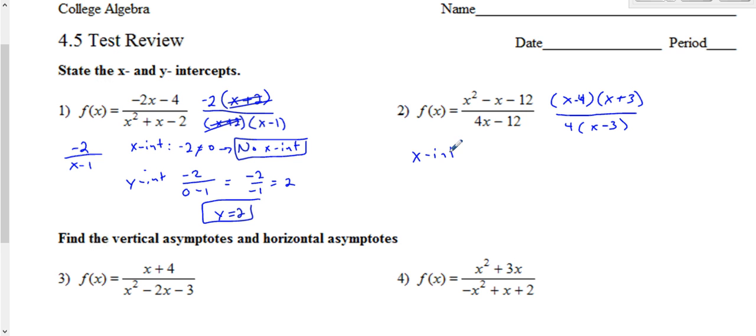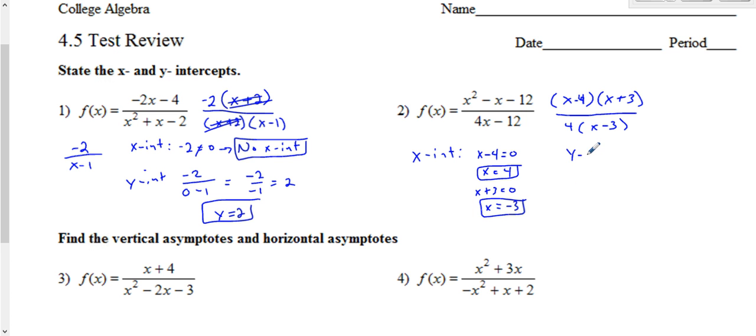My x-intercept will be setting the numerator factors, both of them, equal to 0. So x minus 4 equal to 0, I will get x equals 4. And with x plus 3 equals 0, I get x equals -3. So those are my x-intercepts.